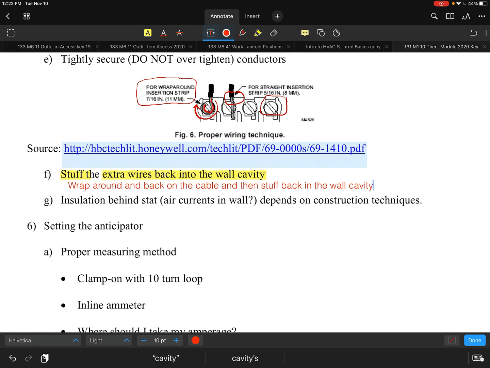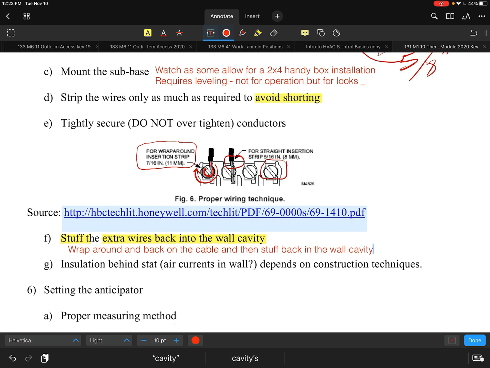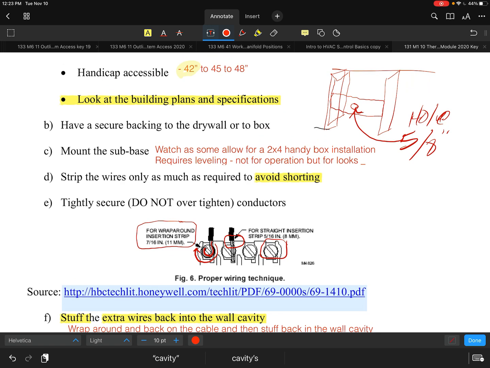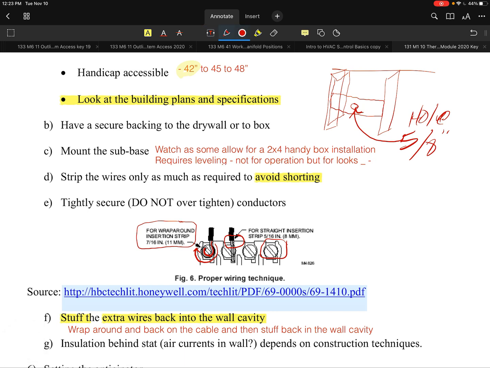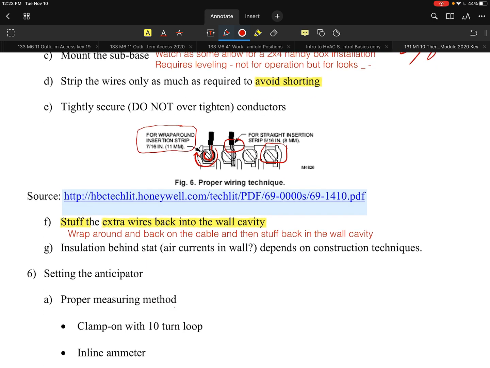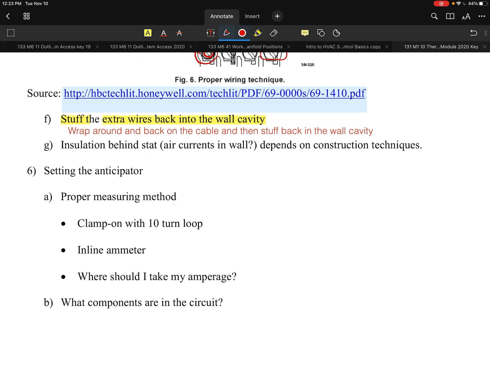insulation behind the stat. Now, oddly enough, you'd be surprised. There are actually air currents in some walls. And when a technician drills a hole in a stud plate, in a wall plate on the very bottom, a lot of codes require that hole be stuffed, is what they oftentimes will typically do. So it needs to be sealed up.